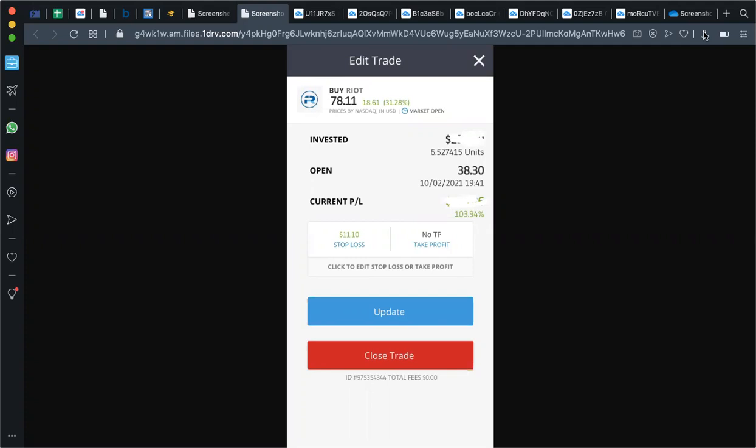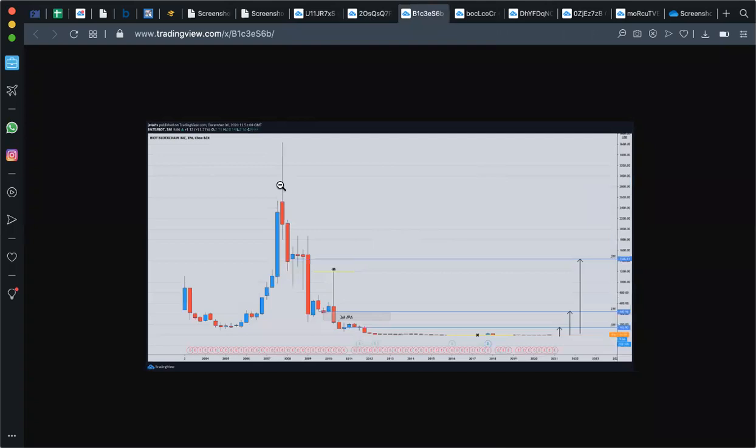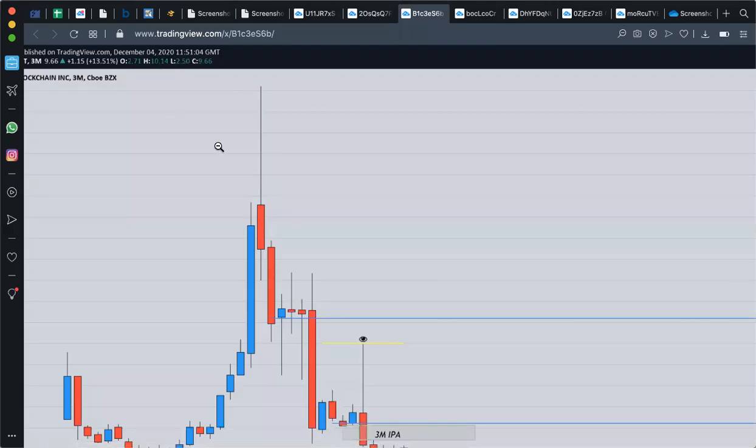When I print screened this, what day was it? I think Friday, or was it Thursday? I can't remember, one of those. So yeah, got in at 30, and when I did print screen this, you can see it's at 78.10. In regards to this specifically, this was on the 4th of December.